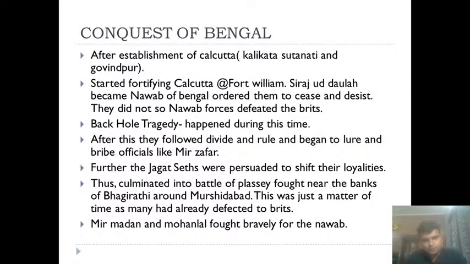Now Mir Jafar, the general of the Nawab's army and a defector, decided he will not fight. Further, the Jagat Seths were persuaded not to provide money in the face of battle. When money is not there, no more people can be recruited. Soldiers are gone and money is gone. Now what is left is only the Nawab. This culminated in the Battle of Plassey in 1757, fought near the banks of the Bhagirathi around Murshidabad, in Bengal. It was just a matter of time, as these two people had already defected to the British.